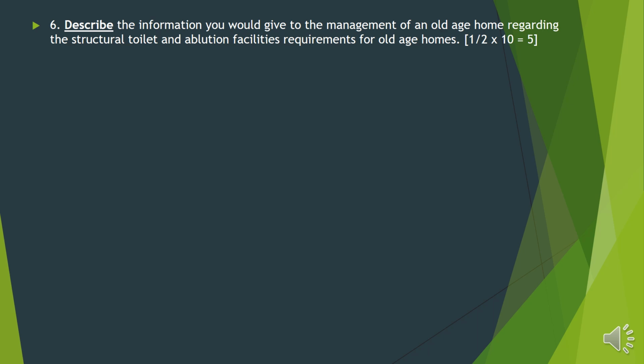And then now you look at the differences amongst the three of them. An example question was, describe the information you would give to the management of an old age home regarding the structural toilet and ablution facilities requirements. That means you should know what the structural toilet and ablution facilities of an old age home should be like. This is something you will know once you have read through under old age home.